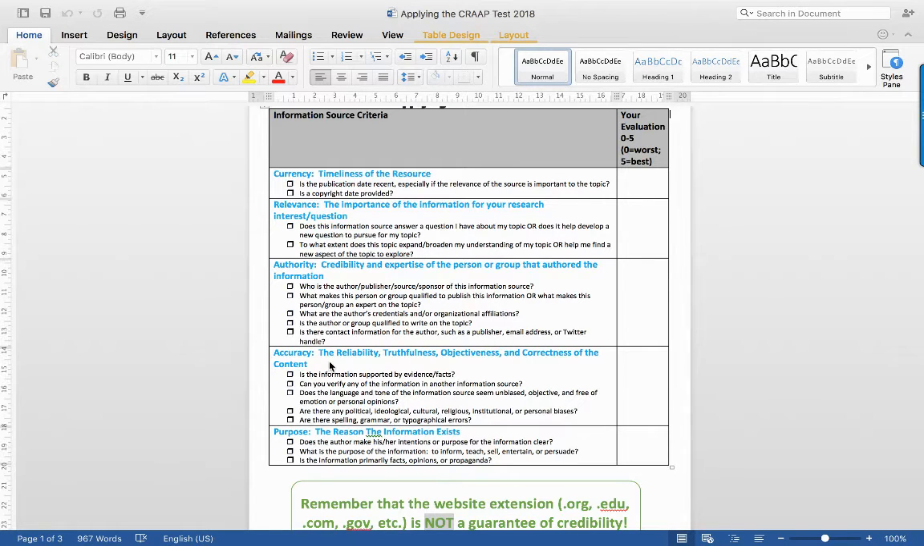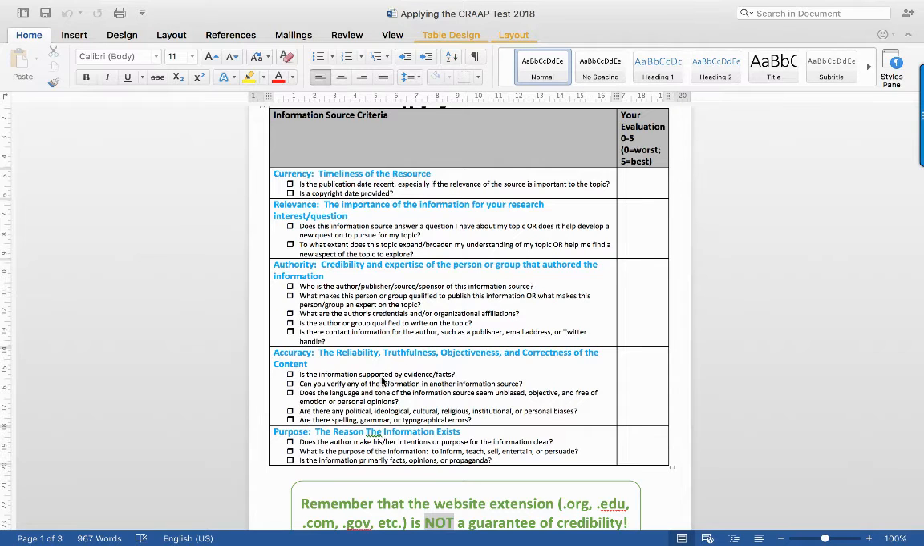Accuracy makes you think about the reliability, truthfulness, objectiveness, and correctness of the content. We all know that we need evidence and we need to verify the evidence. We should also be aware that not all evidence is equal. Some may be a little more relevant than some other stuff. So information and evidence is on a spectrum from really strong evidence to false evidence.